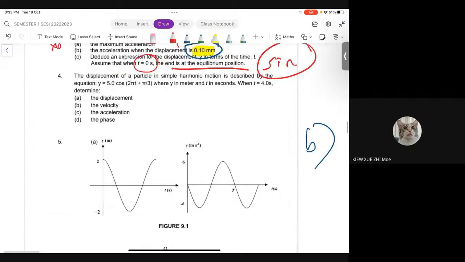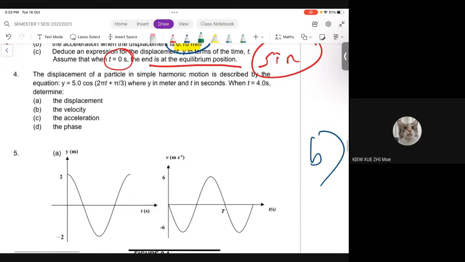Okay, masuk kepada question number 4. They give you displacement particles in simple harmonic motion by equation. Okay, equation ni kita buang ni, pi/3. So dalam you punya syllabus tak ada phi. Okay, where y in meter, kita suka t in second. They give you when t is 4, determine the displacement. So we want to find displacement. Substitute je lah. So y equals to 5 cos 2 pi 4.